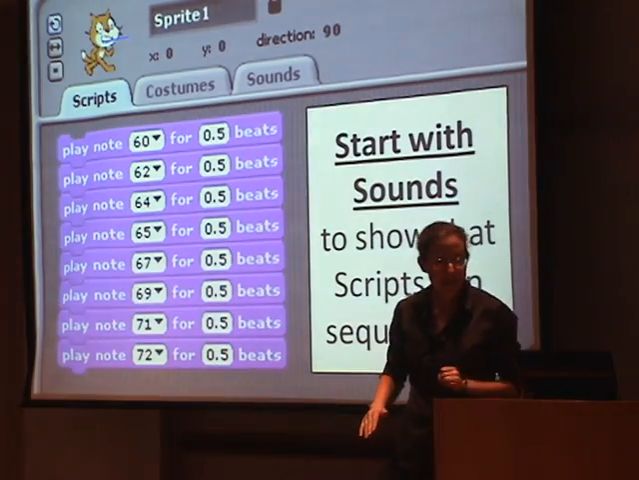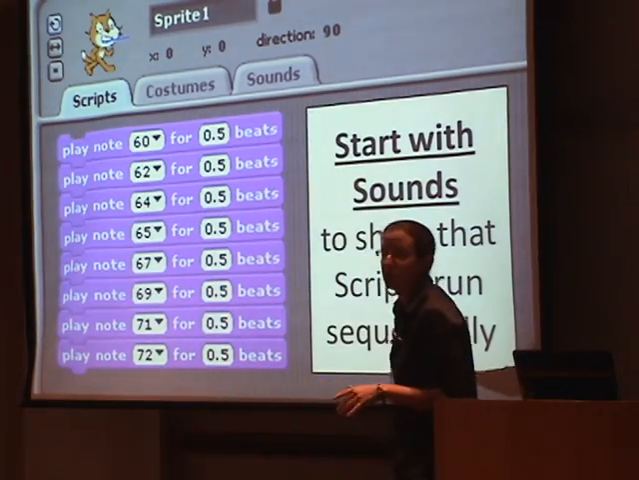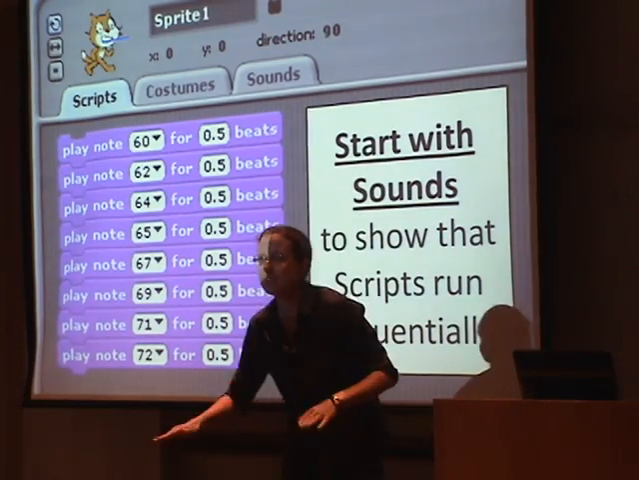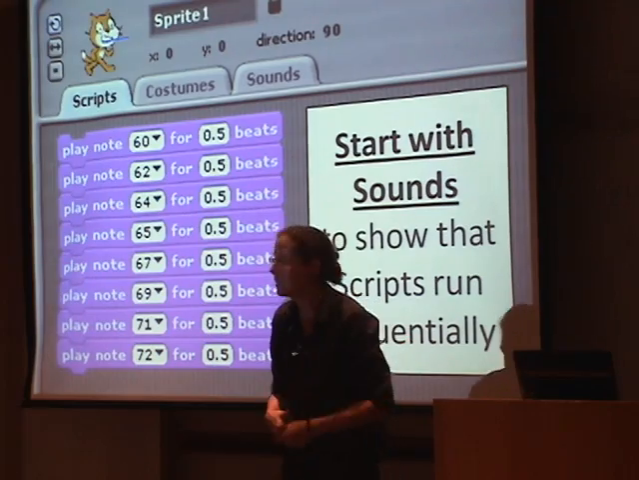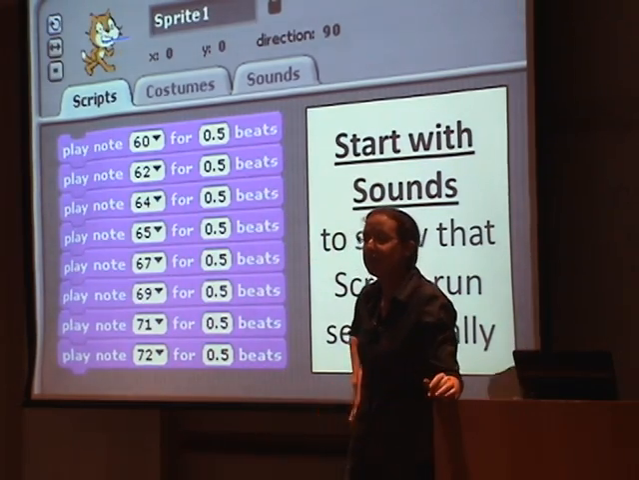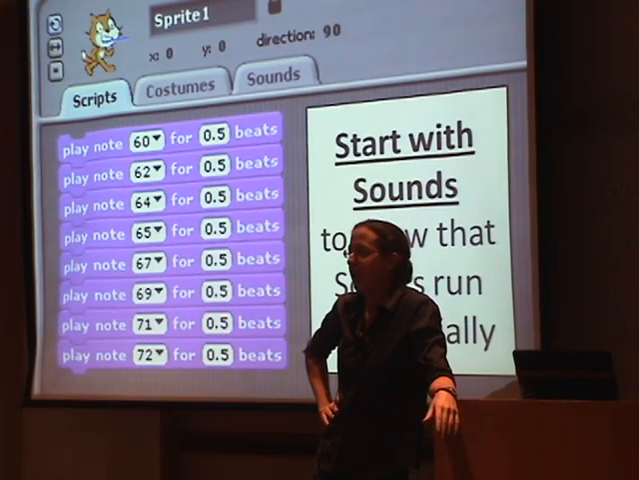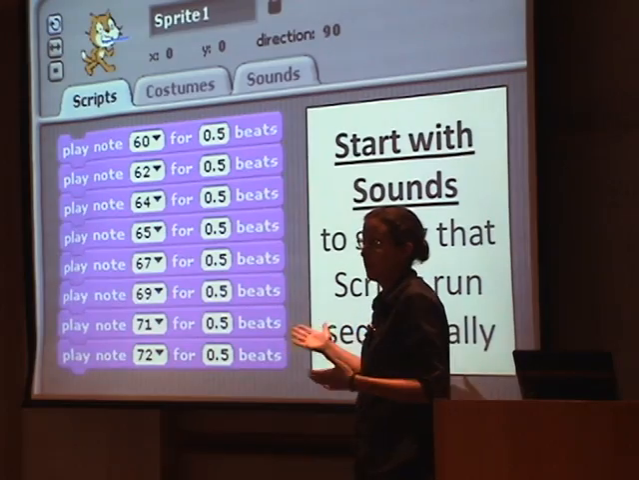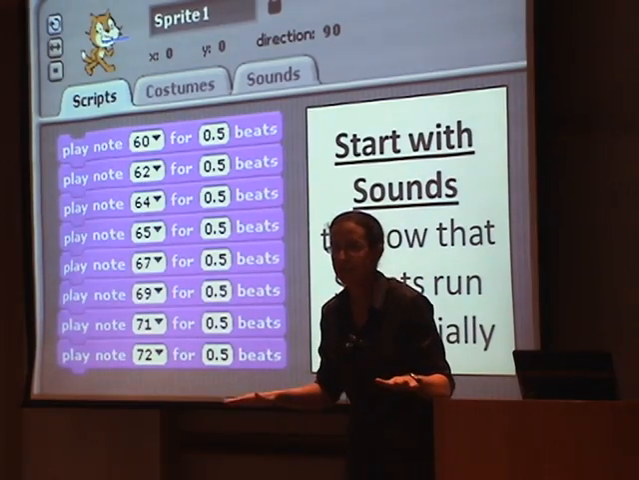Okay, so the meta piece is start with sounds to show that scripts run sequentially. Totally essential, because I've worked with students before I realized this, and they have 5 or 6 blocks put together in a script, and they're staring at it, and they're like, there's just no way I could possibly make sense of what this is doing. And that makes sense if they think that it all happens sequentially. Start with sounds. Okay.